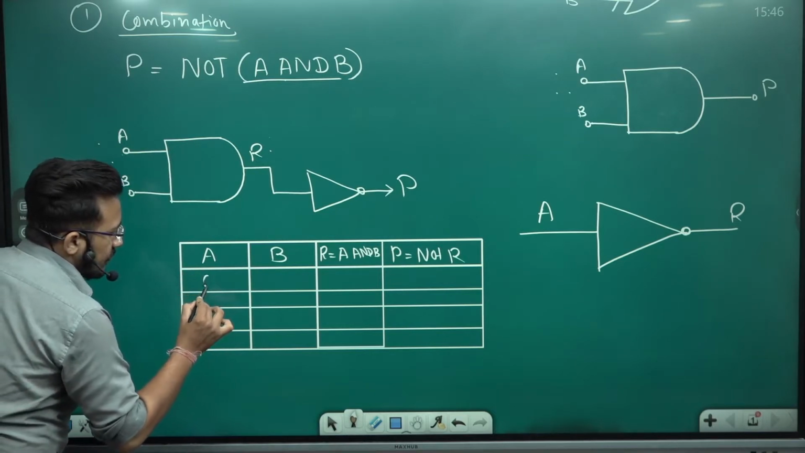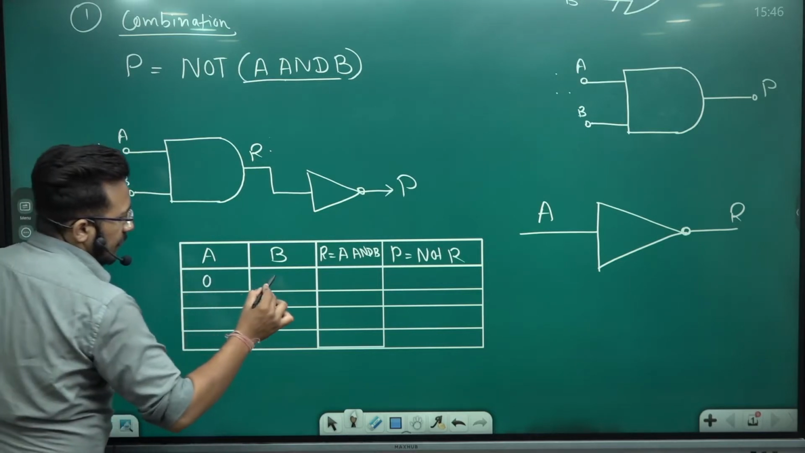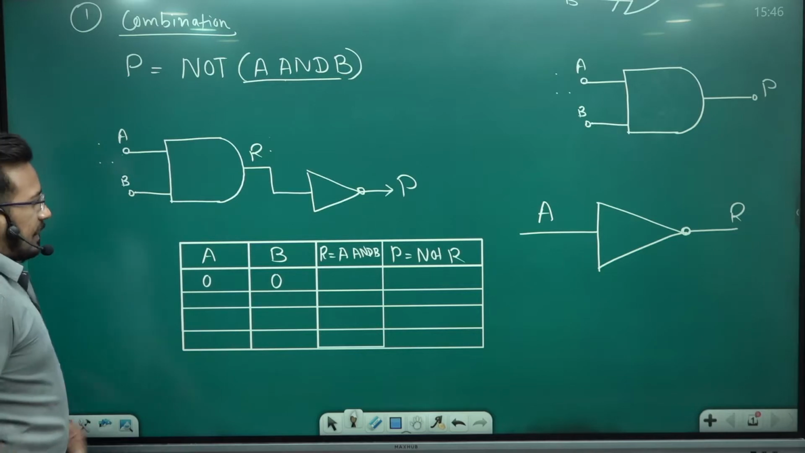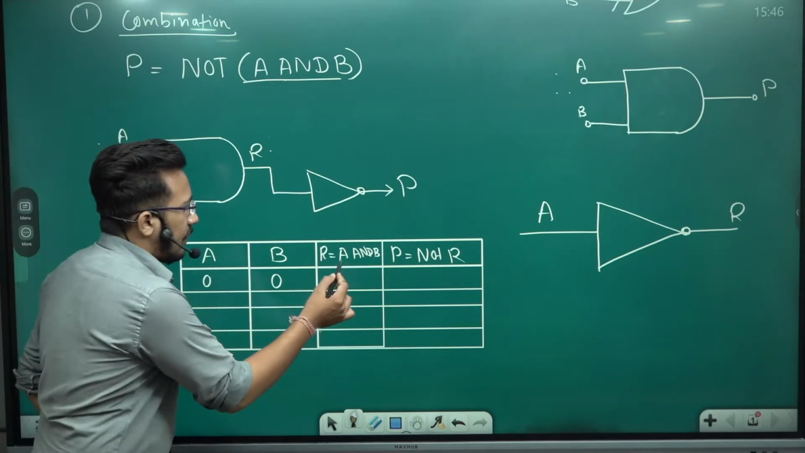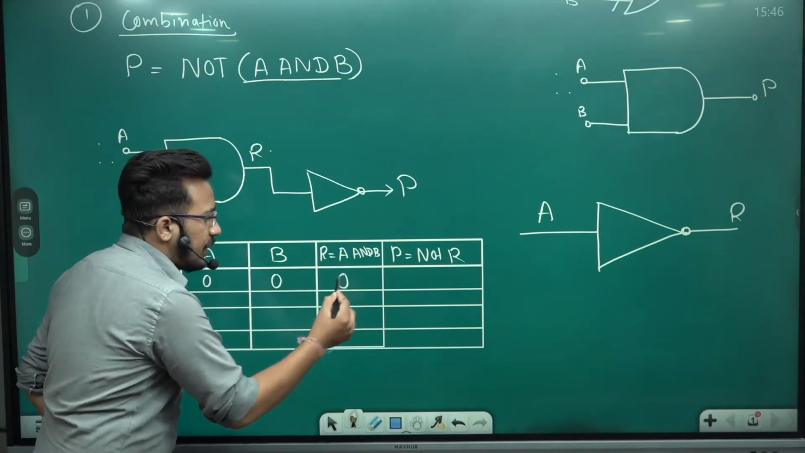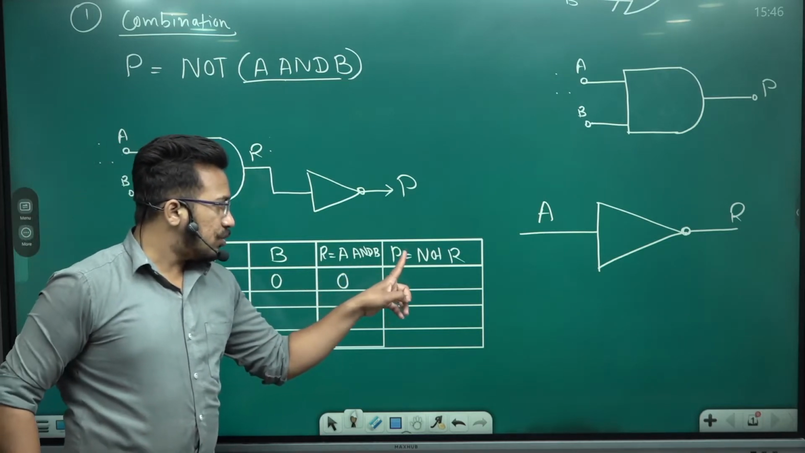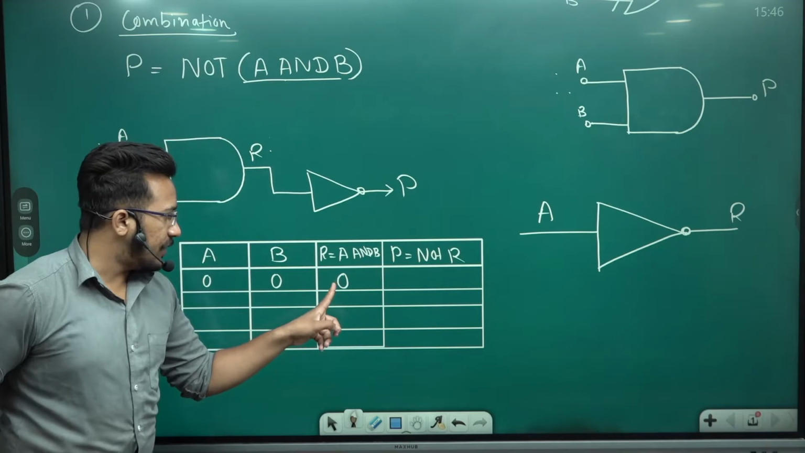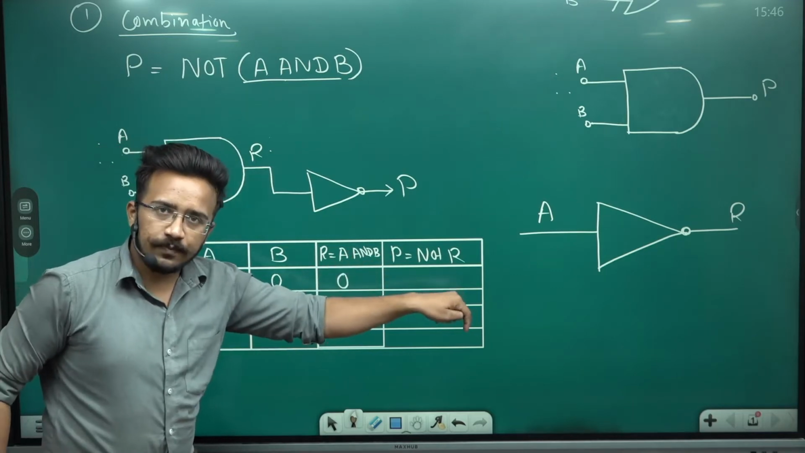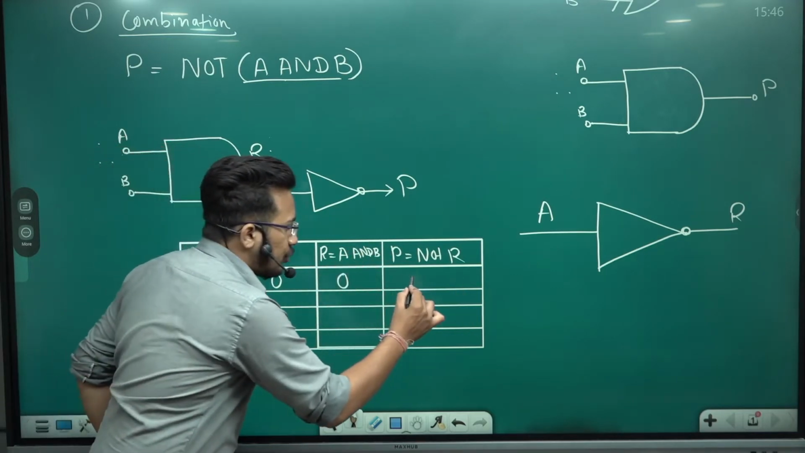If A is 0, B is 0, in this condition R as A and B is also going to be 0, and as P is equal to not R, it will invert the value of 0 to 1. So now 0 will change to 1.